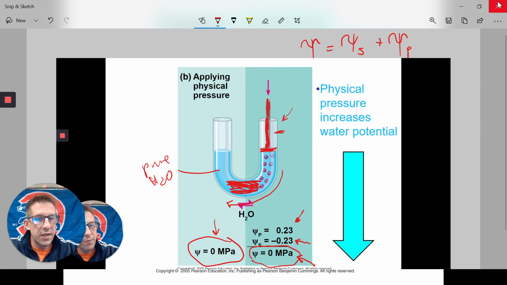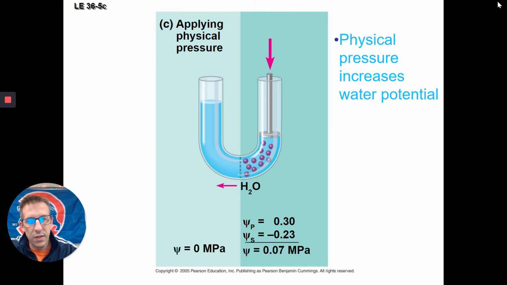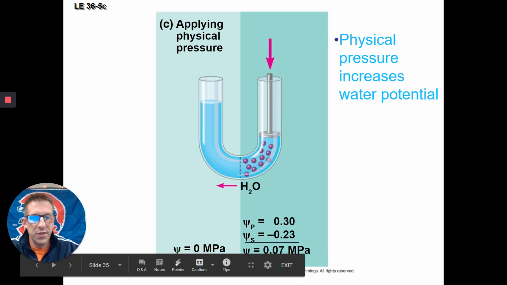Okay, so that's an example of what physical positive pressure will do to a system. Let's look at the next one. The next one increases the physical pressure even more. Okay, now I don't think I really need to write on this one. It's just an extension of what the previous example was.